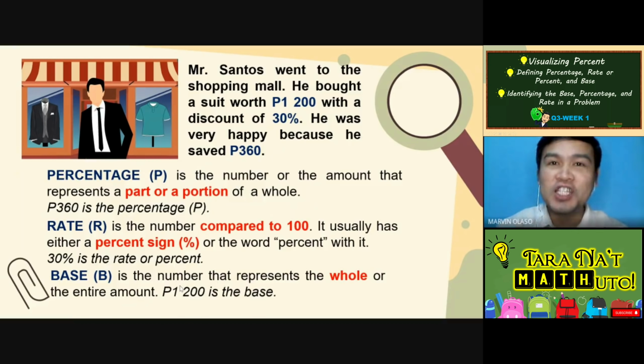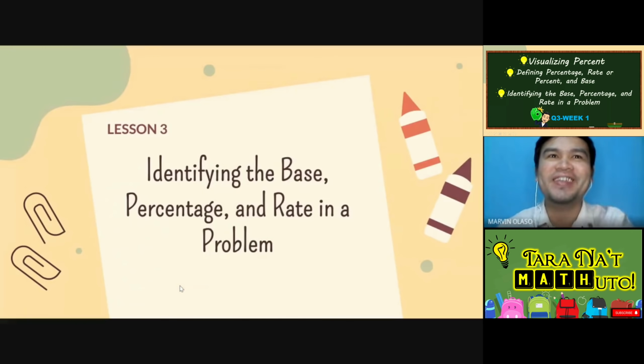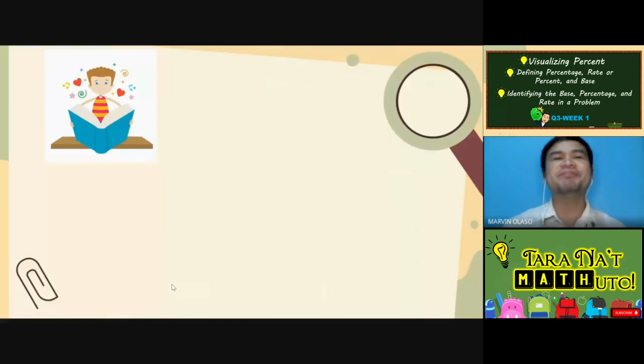So, let's go now to lesson number 3. Okay? Lesson number 3, ayan, is about identifying the base, percentage, and rate in a problem. Well, we have done already an example for this since I gave already a problem or situation. Kaya familiar na sa inyo. But let's have more examples.